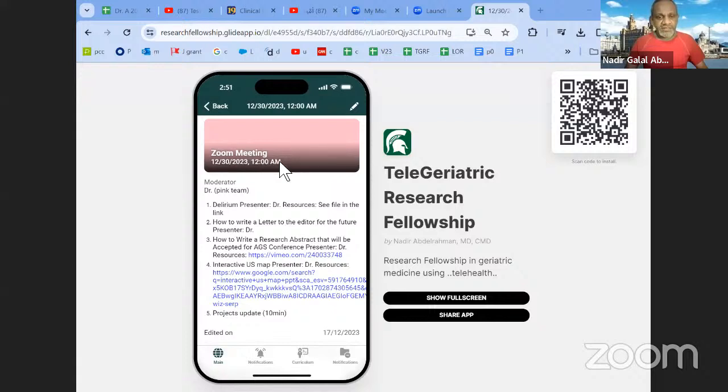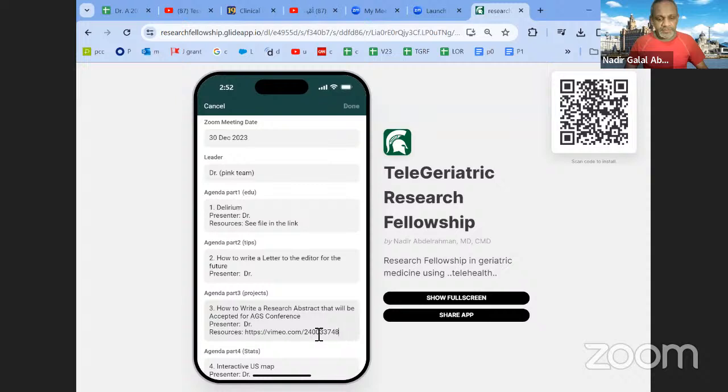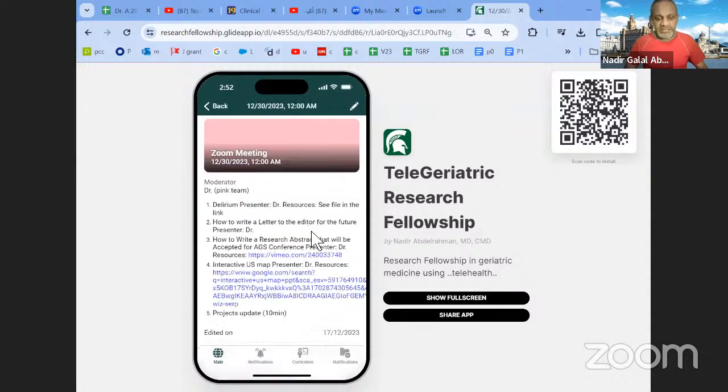So we're going to jump to the next agenda item, and that will be how to write a research abstract that will be accepted for SBS. If you go to the app for the calendar of the agenda for today, you click on this video, and I'm not going to play it because it's not going to have the voice for you guys, but I can share it with you on the chat, so you can review that later.